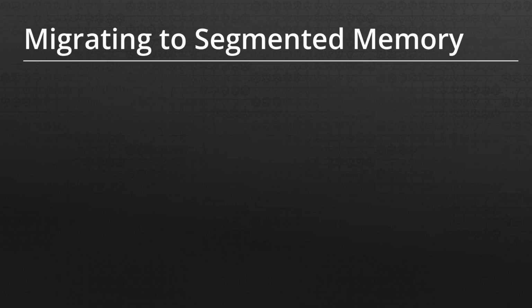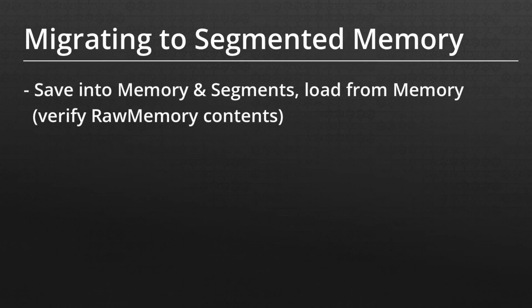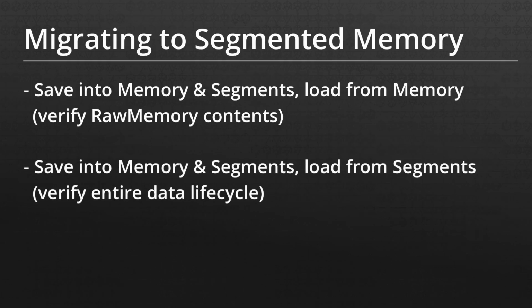If you're migrating from traditional memory, it might be a good idea to perform the migration in the following steps. First, save into memory like before, but also call and queue write with your new chunk of data. Essentially, save into both. Verify that the data saved into segments is correct. Then, deploy code which saves into both, but loads from segments. At this point, perform testing to ensure that the data is still correct.